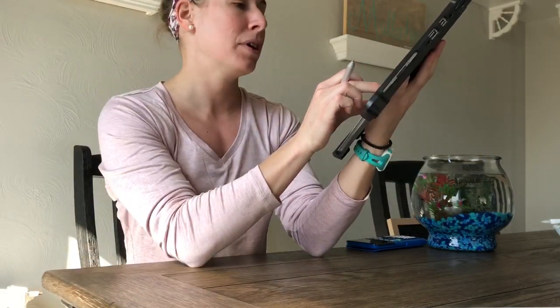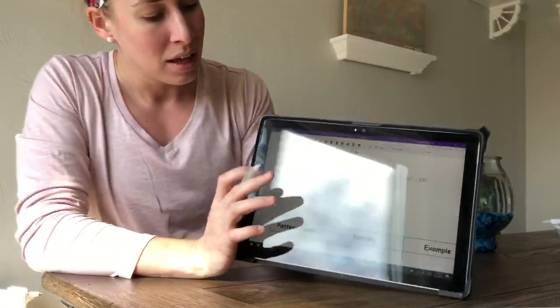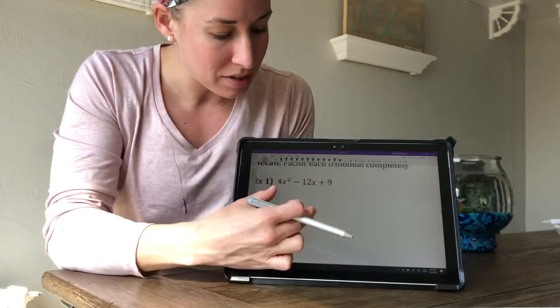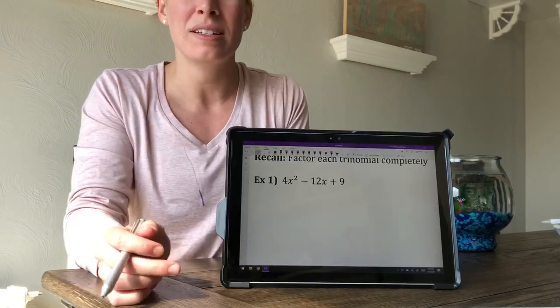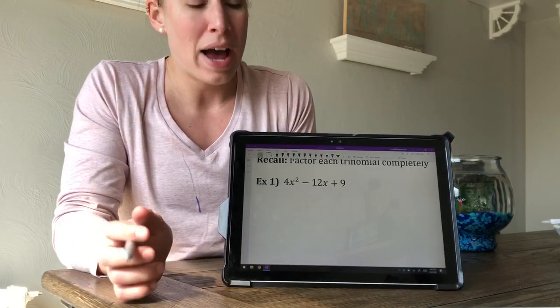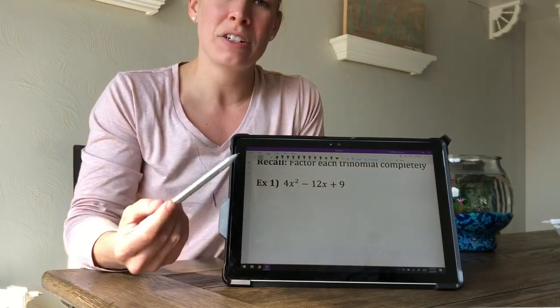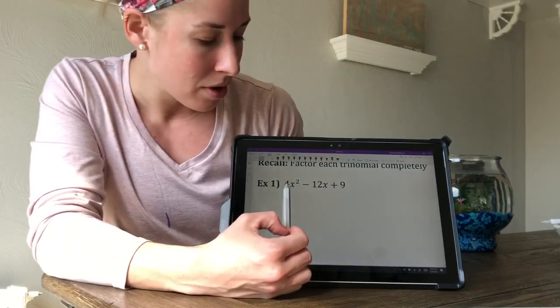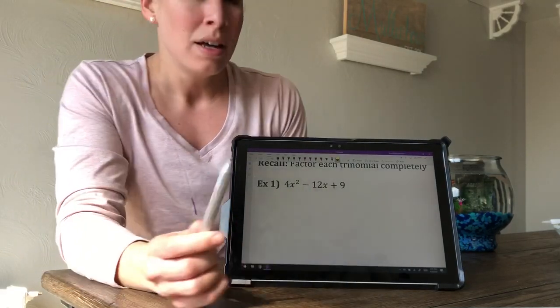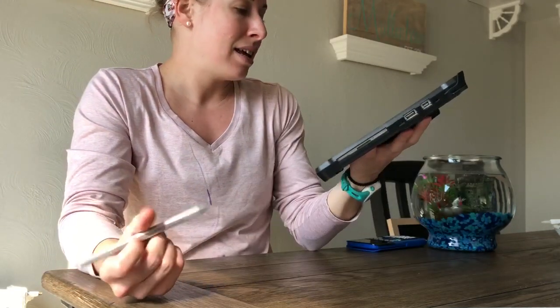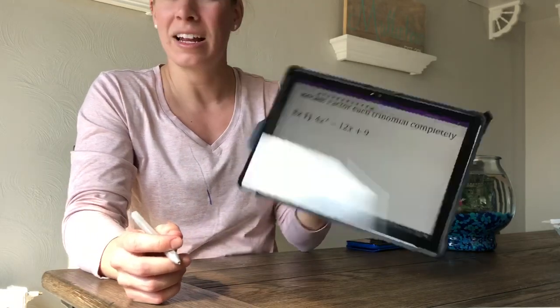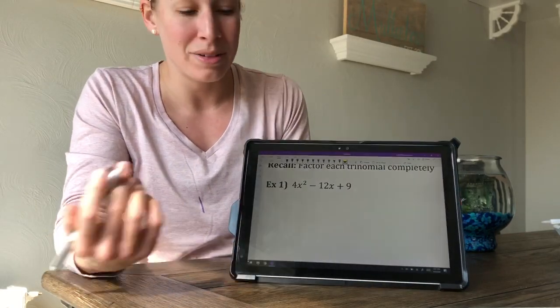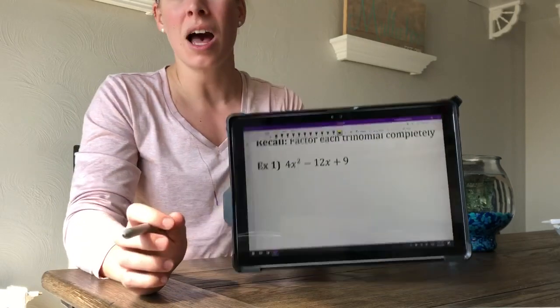So first we're going to start with example 1, 4x squared minus 12x plus 9, and you're asked to factor this. Well, the steps of factoring. Is there a common monomial? 4, 12, and 9. Yes, there is, and it is, just kidding. No, there's not. I was thinking 3 because of the 12 and the 9, but there's not a common monomial.